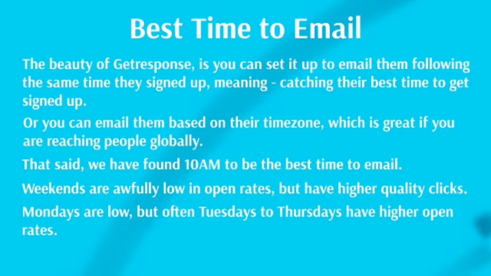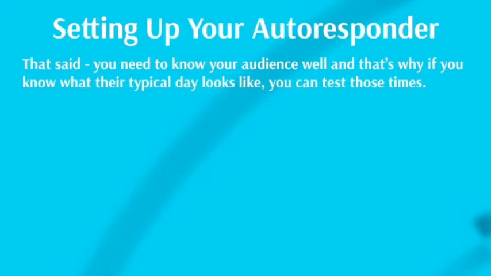Now, if you want, you can go to Google and type in the best time to email your audience in a specific niche, and you might actually get that data, because a lot of the email autoresponder services out there will collect this data and provide that to you. Like I said, at the end of the day, you don't really know, unless you really know your audience and you know what their typical day looks like.